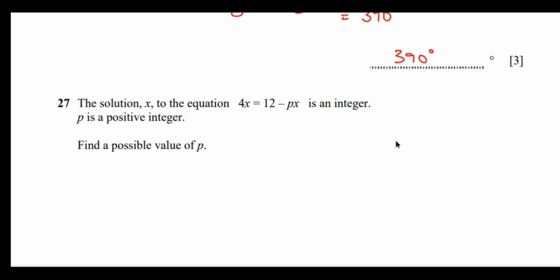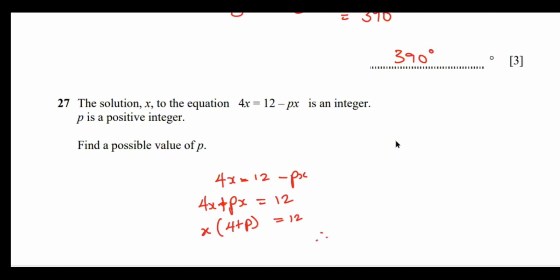So we have 4x equals 12 minus px. Collect like terms: 4x plus, now because it's crossing over a negative sign, it becomes plus px equals 12. So that will give us x times 4 plus p equals 12.